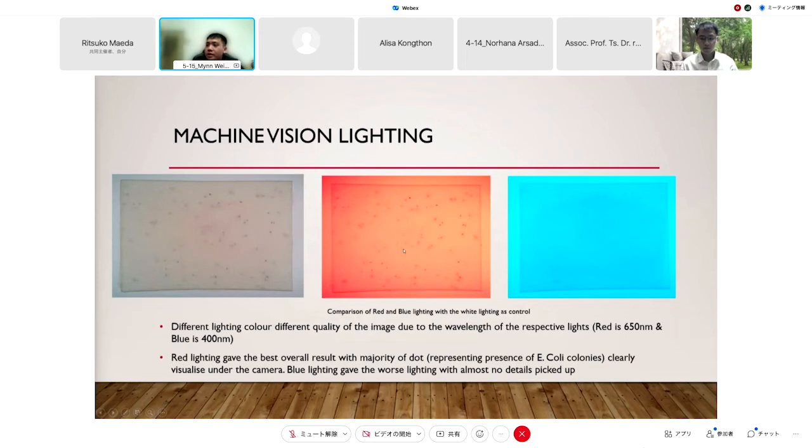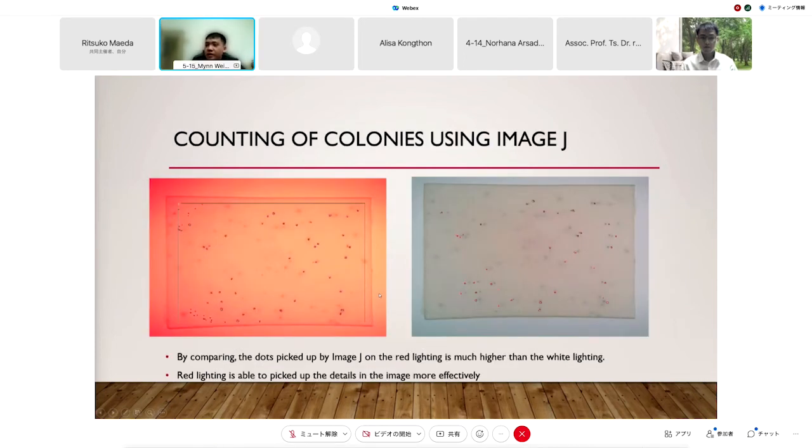And if you compare the red lighting and the white lighting, you can notice that the red lighting picks up more dots. Like I said earlier on, the dots represent presence of E. coli bacteria, right? Of the E. coli colony inside. So as you can see here, the dots over here are sharper and more apparent, all right? And then the blue, it couldn't pick up anything. This has got to do with the wavelength of the various lighting colors, all right? So as you can see, red lighting is giving us the best results, all right?